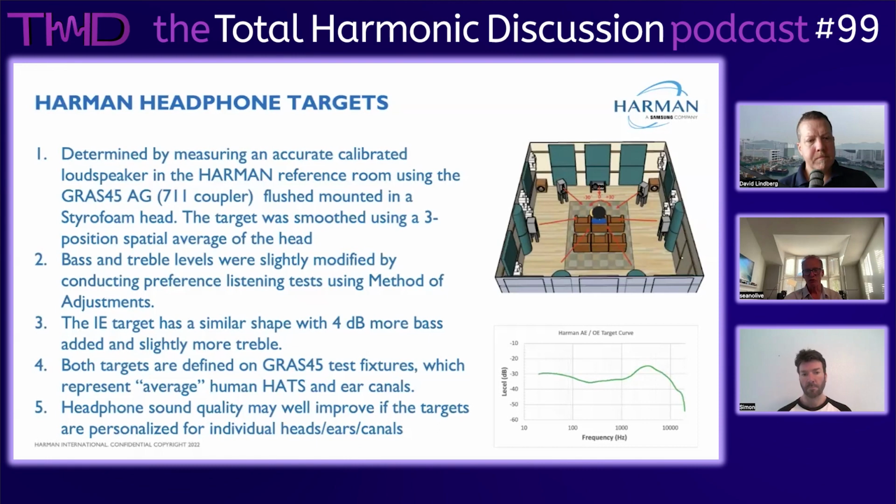So we started off going into our reference listening room with some neutral speakers, some JBL studio monitors. We also tried some Revel Performa speakers. Basically, these are anechoically flat neutral speakers. And we took our test coupler, which at that time was a 711 coupler made by Grass. We flush mounted it in a styrofoam head, and we measured each speaker.